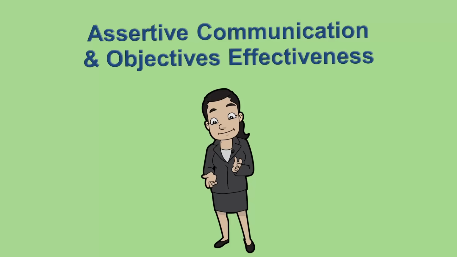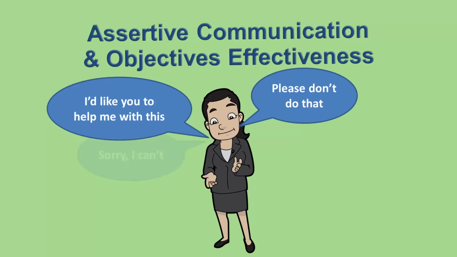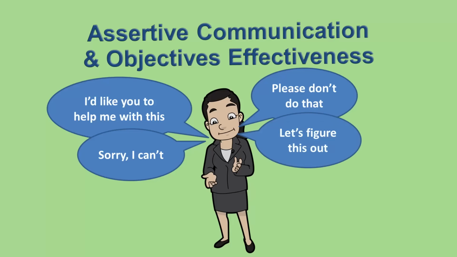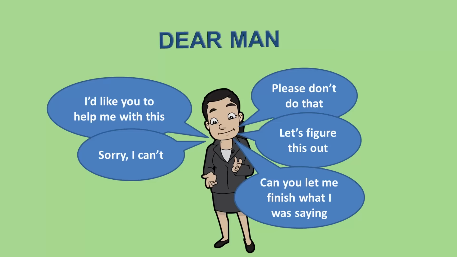And the types of objectives we're trying to achieve are things like getting someone to do something we'd like them to do, having our rights respected, saying no to things that are unreasonable or that we don't want to do, resolving interpersonal conflicts, getting our opinions or points of view to be taken seriously. The assertiveness skills we use to obtain our objectives form the acronym DEARMAN. So let's look at each of these now.